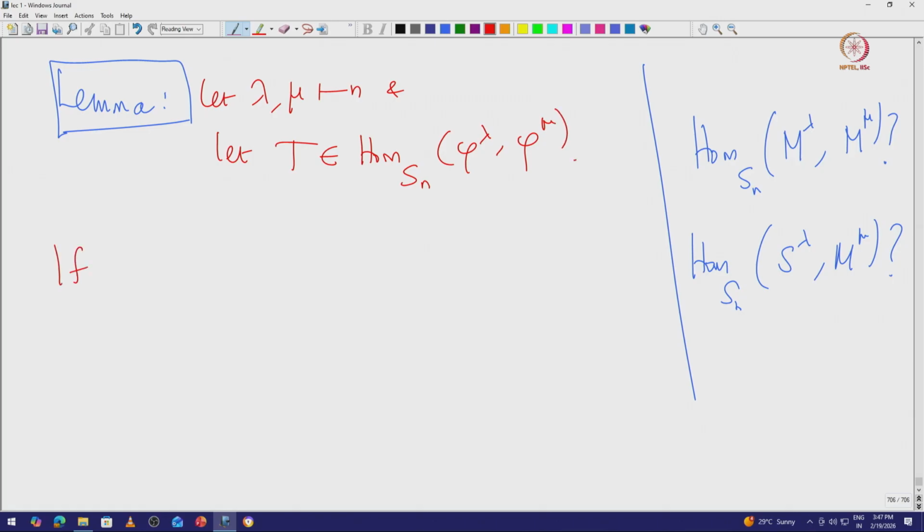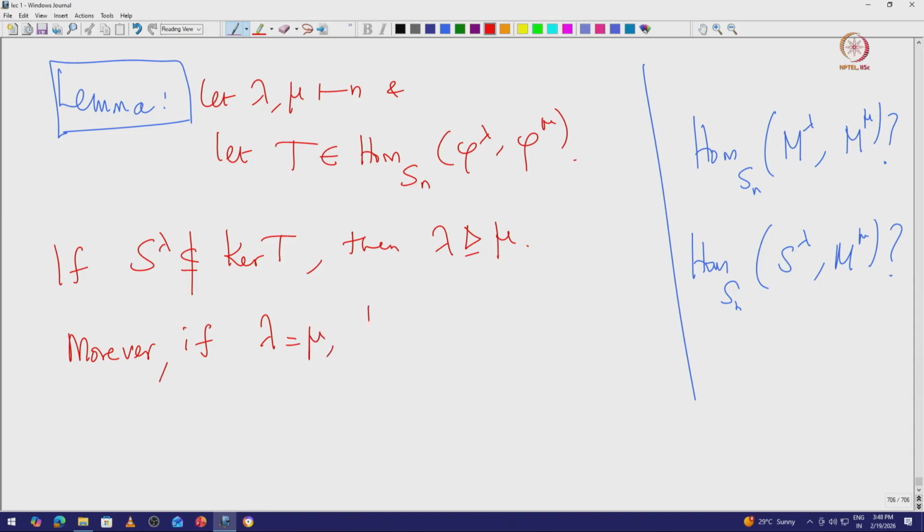If S lambda is not contained in the kernel of T, then we can conclude that lambda dominates mu. Moreover, if we assume that lambda equals mu, then we can conclude that T restricted to S lambda is nothing but a scalar times the identity map on S lambda. And this again follows immediately from the subrepresentation theorem.